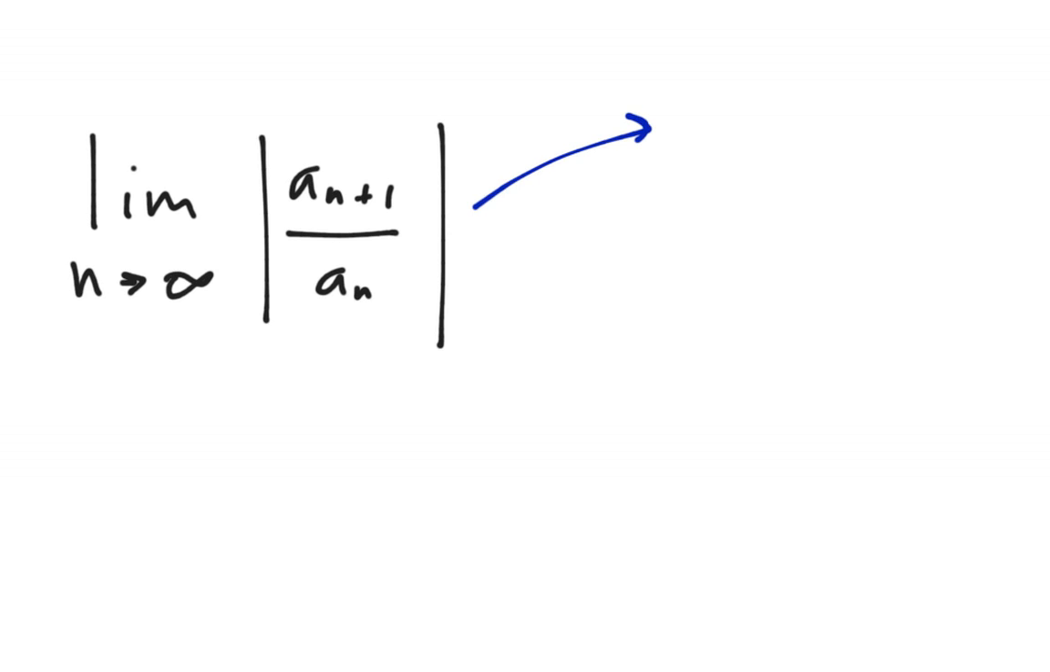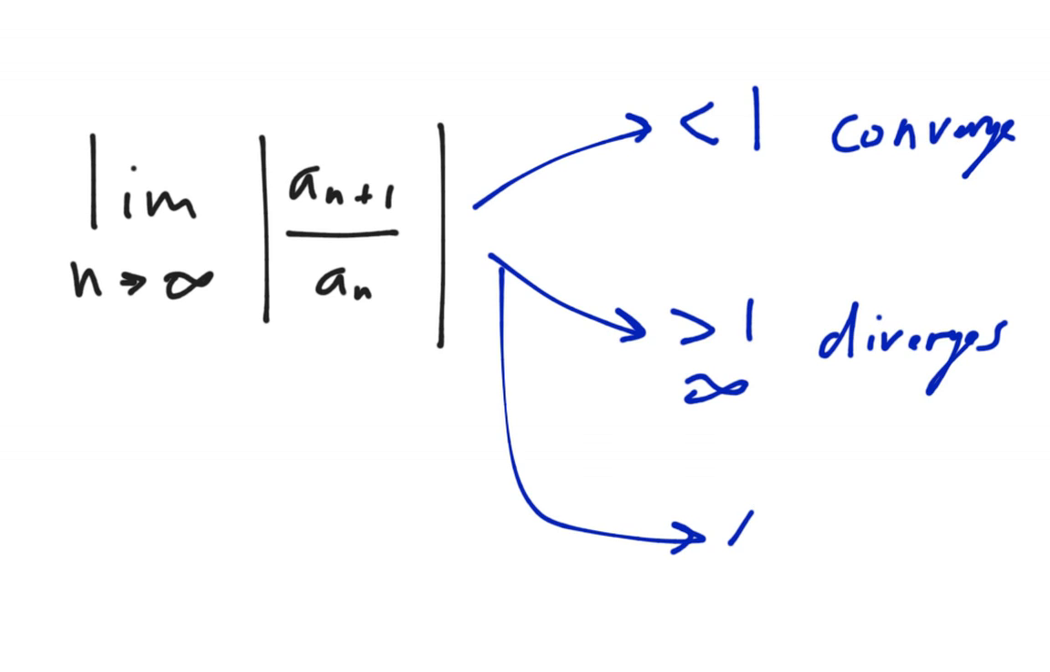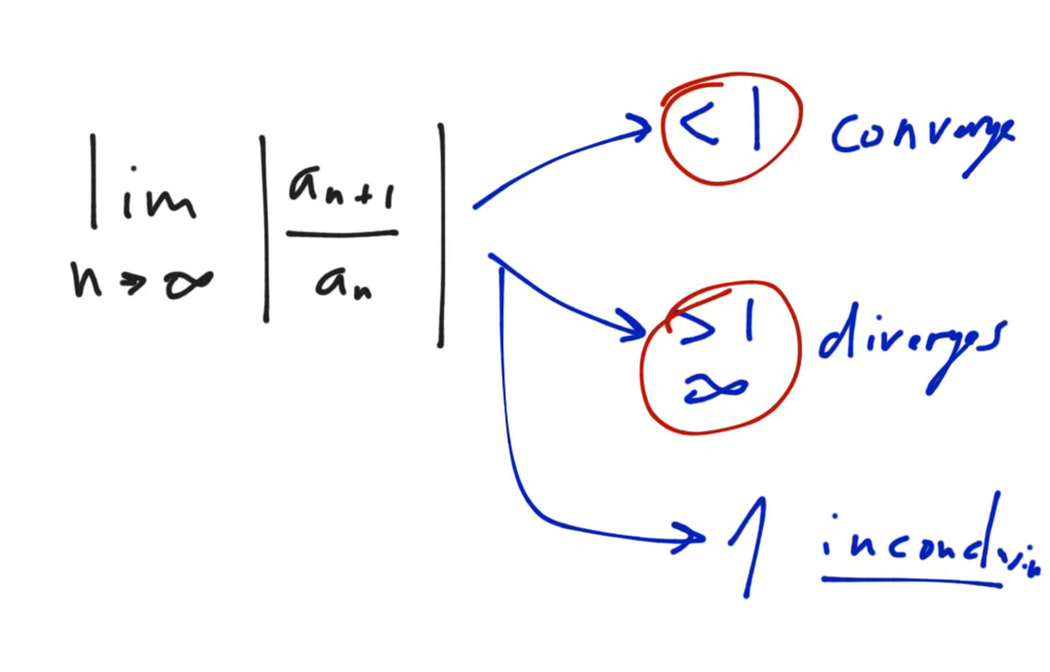If we get that this ratio is less than 1, then sort of like a geometric series, this will converge. If we get something that's bigger than 1 or infinite, then just like a geometric series, it diverges. However, unlike a geometric series, if we do get something that is equal to 1, then the test is inconclusive and we need to try another test. But at least for the less than 1 and greater than 1 or infinite case, the ratio test works very well, and let's see a few examples of that.